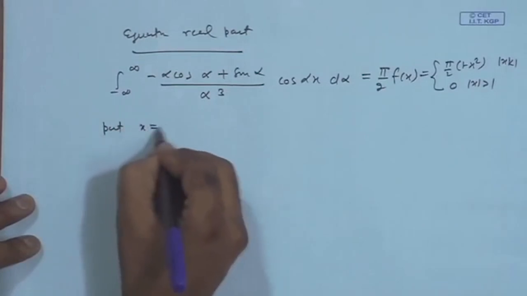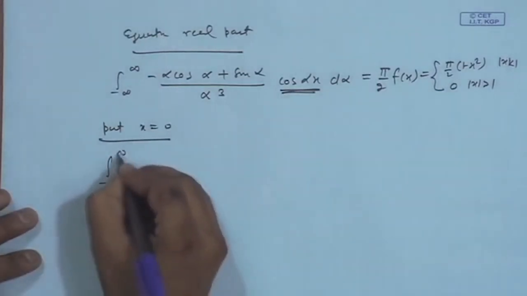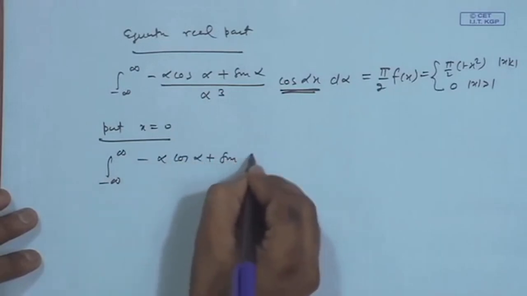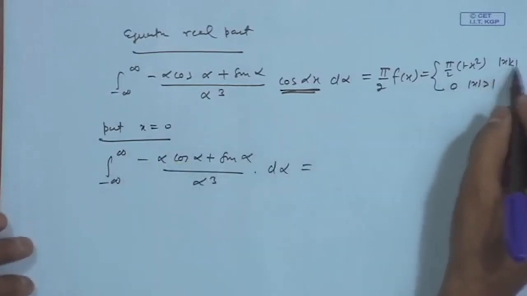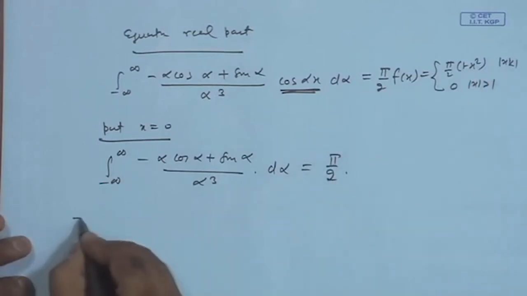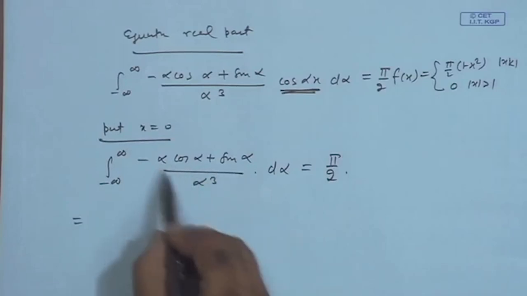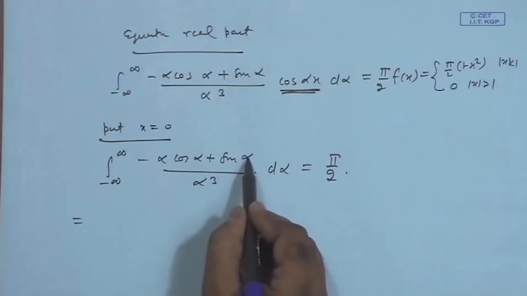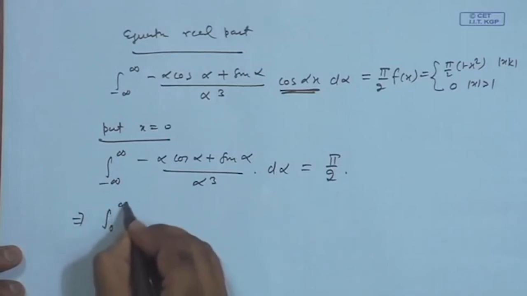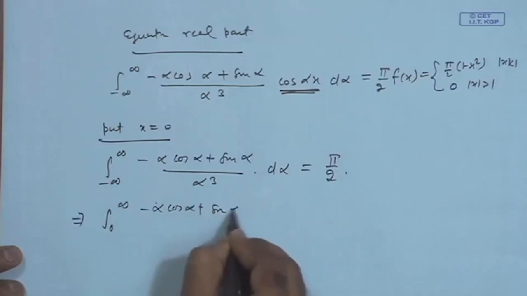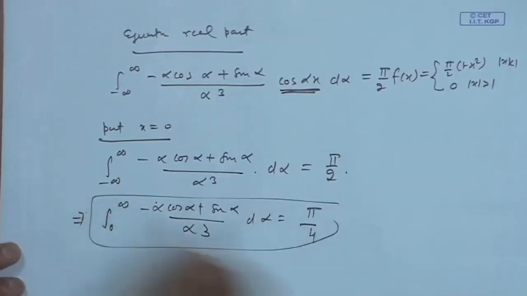So, if we put x equal to 0, then cos 0 will be 1, and we have the integral from minus infinity to plus infinity of minus alpha cos alpha plus sin alpha over alpha cube d alpha, and when x is 0, it is less than 1, so the value is pi by 2. And if we see, this is an even integrand. If we put alpha to minus alpha, we will get the same value, because here we will get minus minus and then minus here. So, this is an even function. So, we have 2 times the integral from 0 to infinity of minus alpha cos alpha plus sin alpha over alpha cube d alpha, and the value is pi by 4, because the 2 will go to this side.